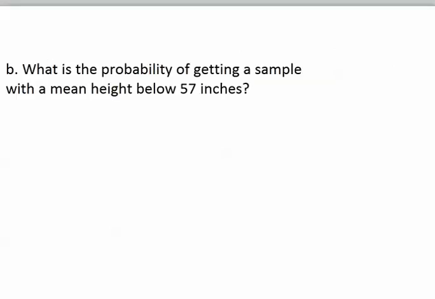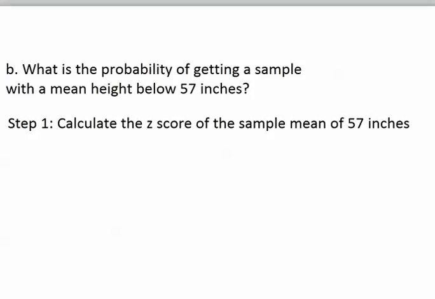Now that we know that the sampling distribution is normal, we can actually calculate some probabilities. First, let's find the probability of getting a sample mean with a height below 57 inches. Let's find the probability that the sample mean comes out below 57. To answer this question, first we need to find the z-score of the sample.